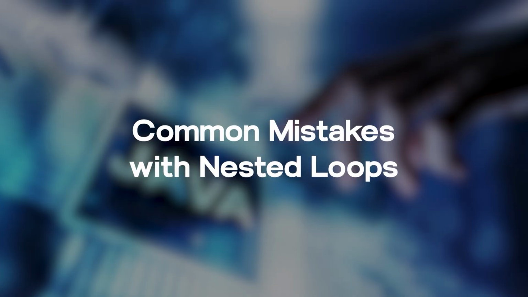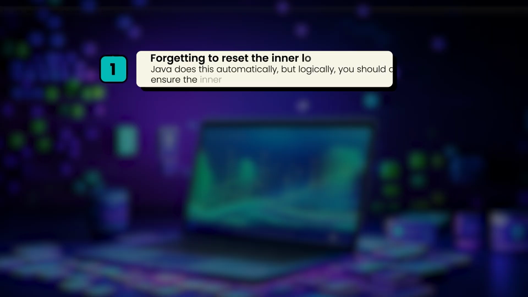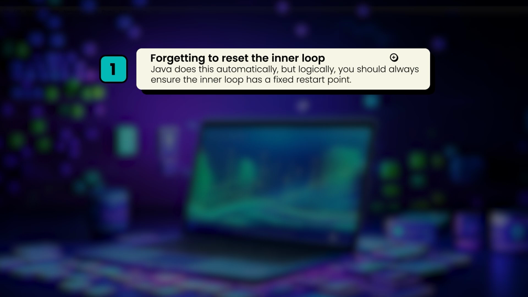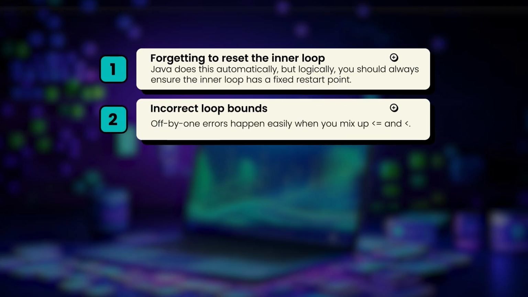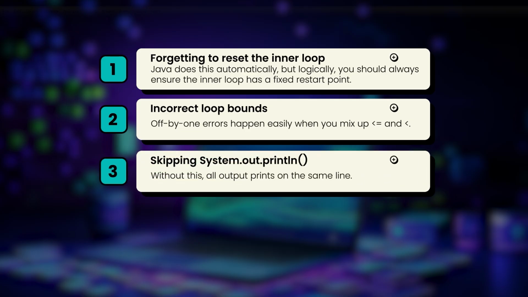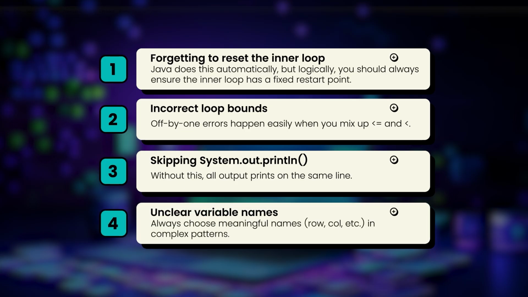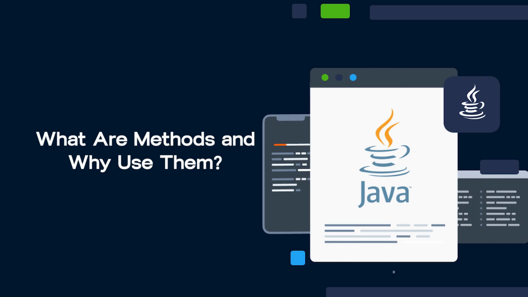Common mistakes with nested loops. Forgetting to reset the inner loop. Java does this automatically, but logically, you should always ensure the inner loop has a fixed restart point. Incorrect loop bounds. Off by 1 errors happen easily when you mix up less than or equal to and less than. Skipping System.out.println. Without this, all output prints on the same line. Unclear variable names. Always choose meaningful names, row, column, etc. in complex patterns.